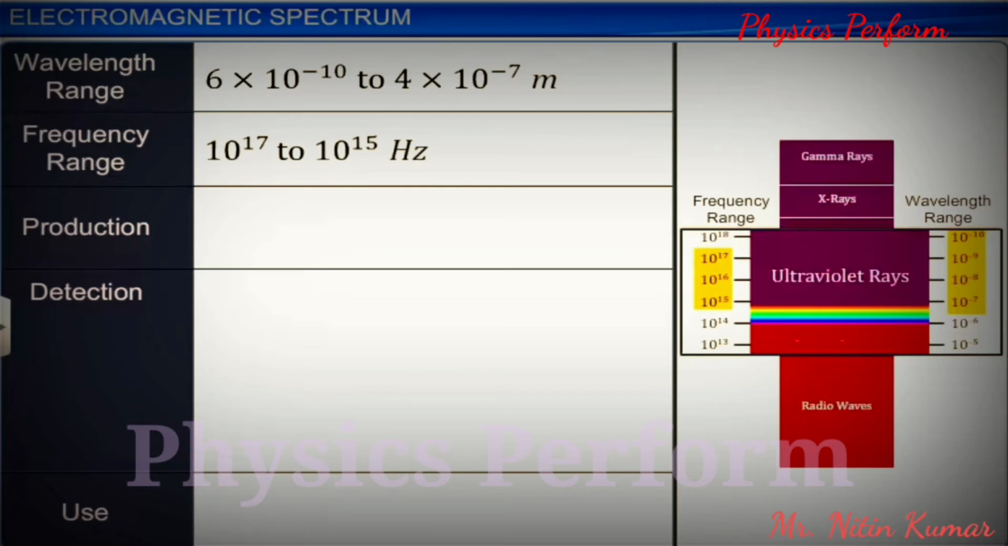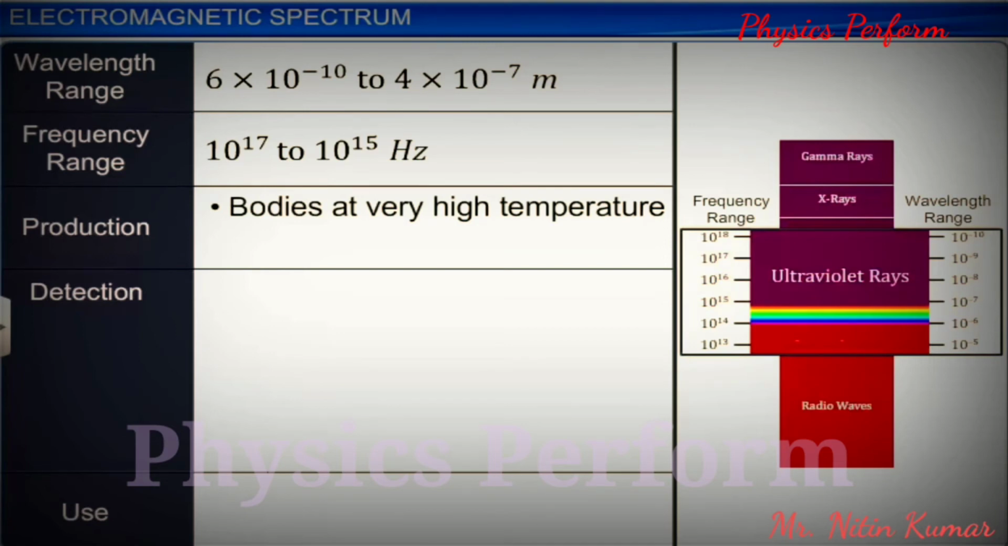Ultraviolet rays are produced by bodies at very high temperatures, in which the inner shell electrons move from one orbit to another orbit. The Sun is also an important source of ultraviolet rays. They can be detected by photocells and photographic films.